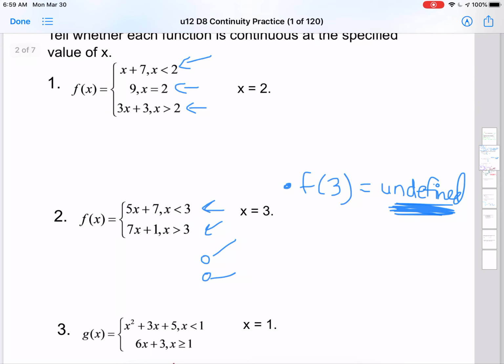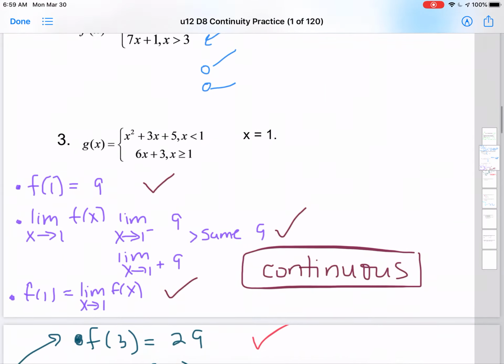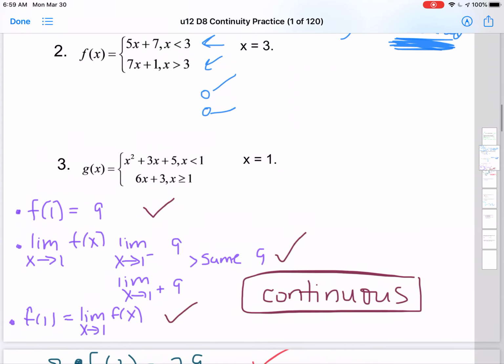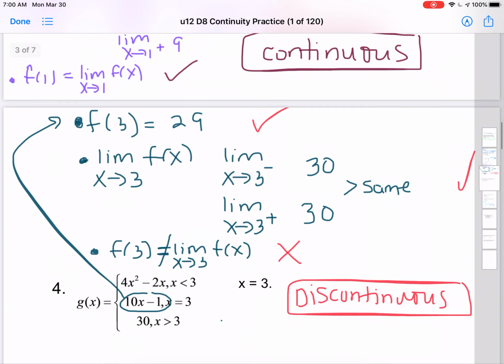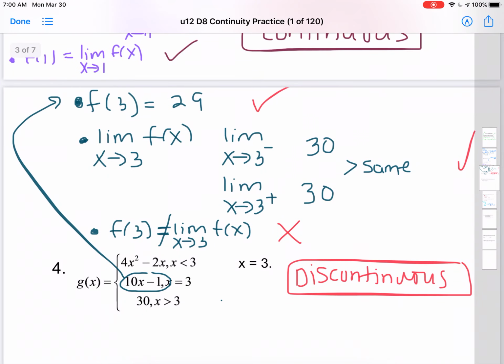Go ahead. Okay, did everybody get continuous? Go ahead and try number 4. So number 4 I got to be discontinuous or not continuous.